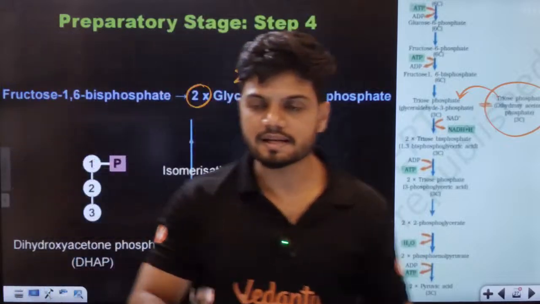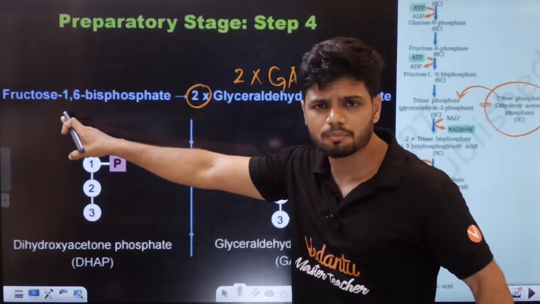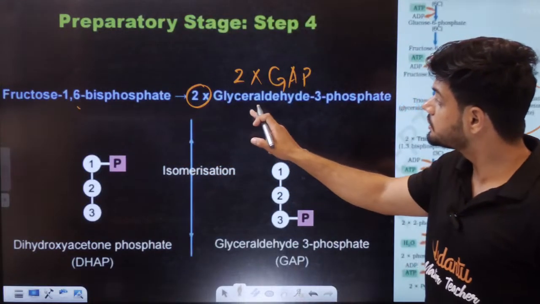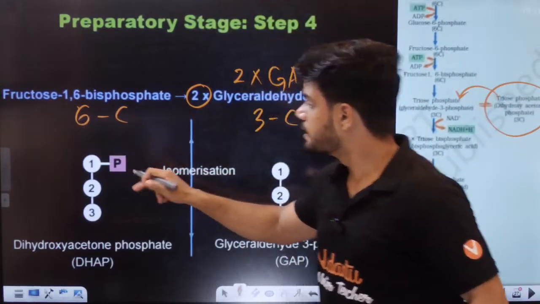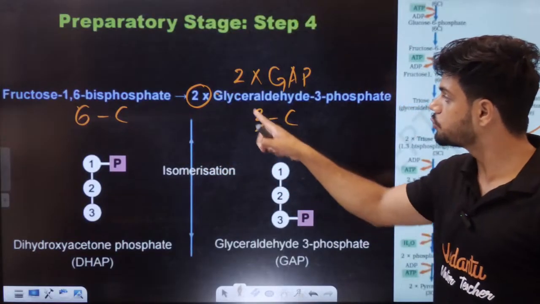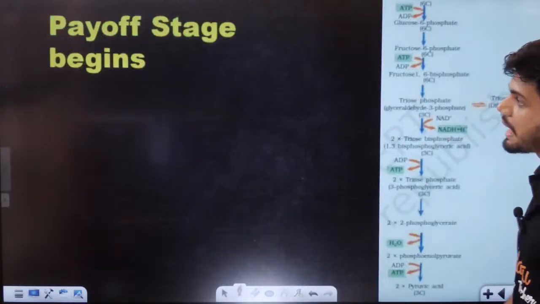So for convenience' sake right now, fructose 1,6 bisphosphate, a 6 carbon molecule, is converted to 3 carbon molecules. This is a 3 carbon molecule, this is a 6 carbon molecule. The 6 carbon molecule is divided into 3 carbon, 2 times. 3 twos are 6 here. Okay, 6 carbon. Now students, what happens?